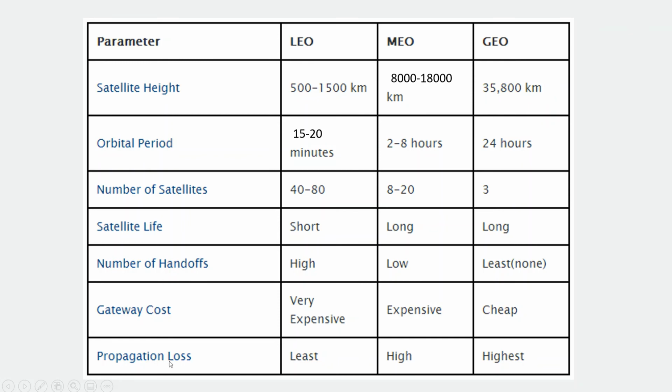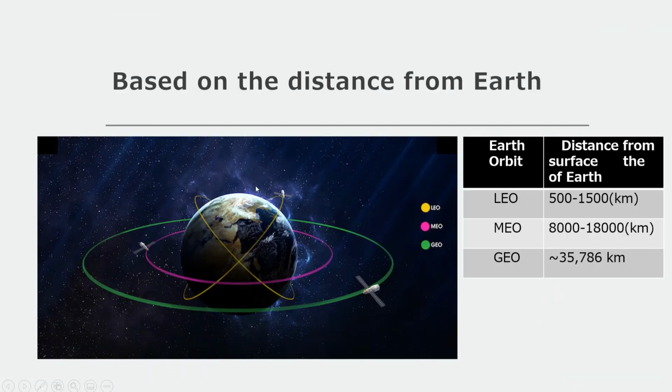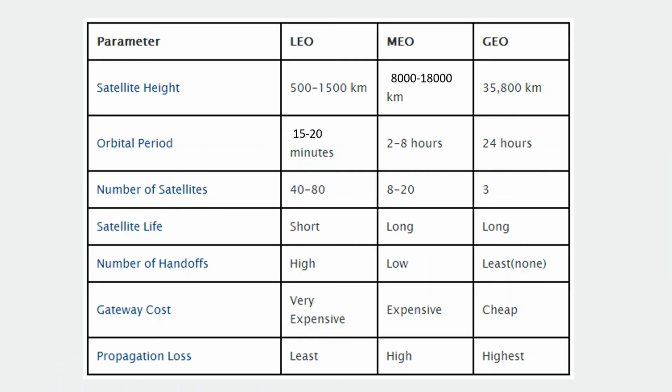Coming to the propagation loss, as the LEO satellites are very near to the Earth, they have a very low propagation loss, because we know that propagation loss is directly proportional to the distance. As the distance between the satellite and the Earth's surface is very small, the propagation loss will also be very small. So LEO has the least, and the distance between the satellite and the surface is very high in the case of MEO, so the propagation loss would also be higher, and it is highest in the case of GEO satellites.